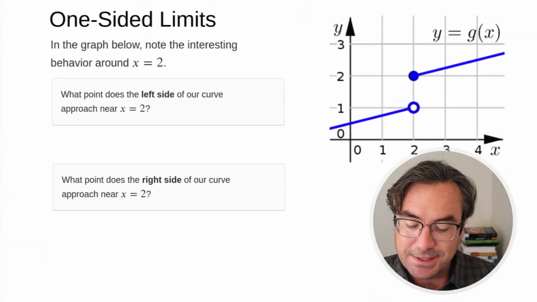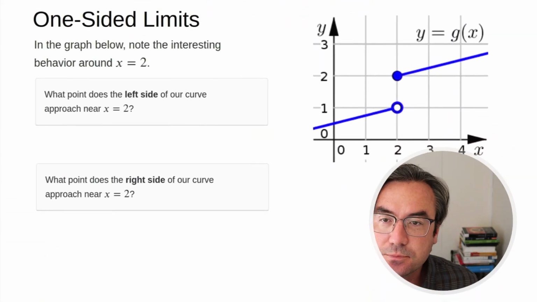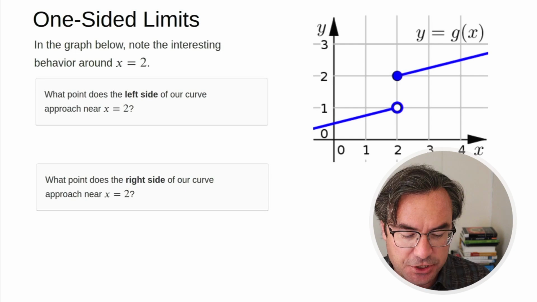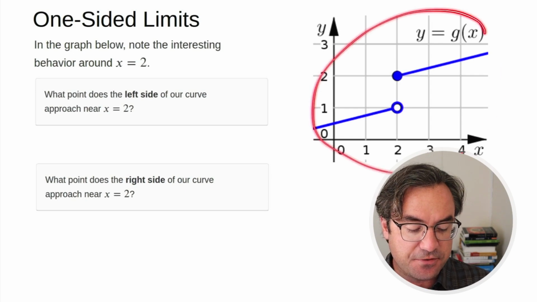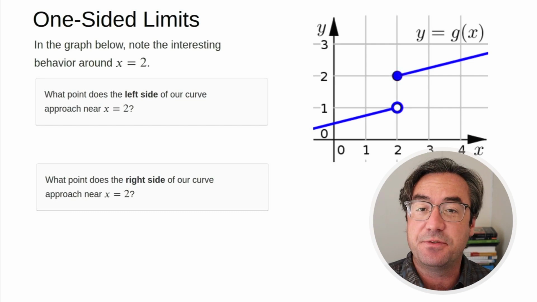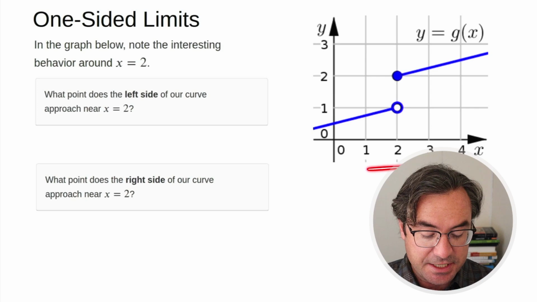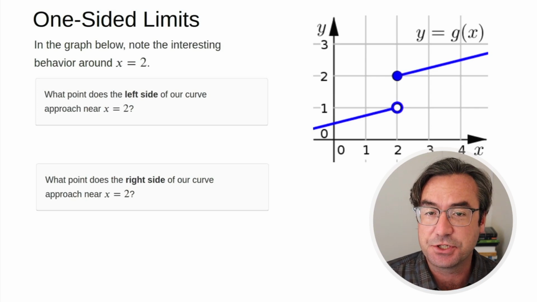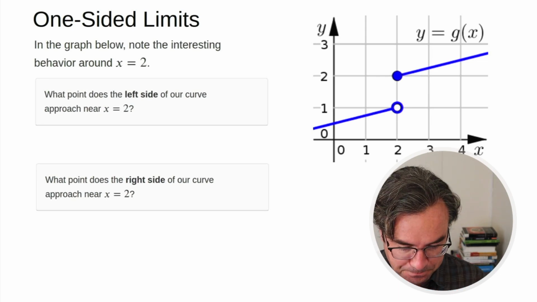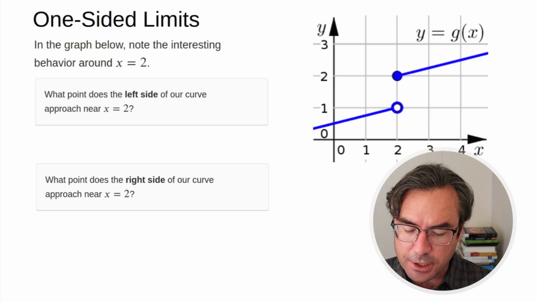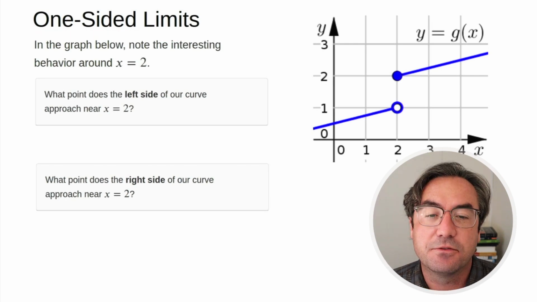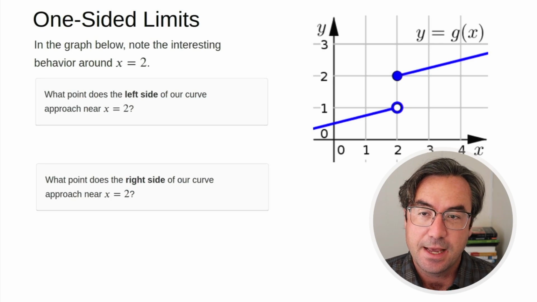Now we're going to introduce one-sided limits here. So similar graph, not exactly the same function, because in this function here, we see that one of these points is actually filled in. So this function is actually defined at x equals 2. So technically it's a different function. All right, so what we're going to do here is start investigating the idea of one-sided limits.